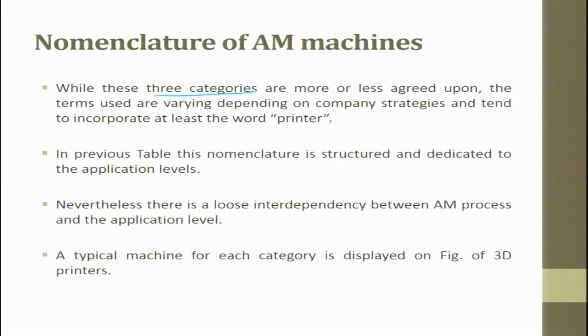These three categories are more or less agreed upon. The terms which are used vary depending on company strategy and the trend of incorporating at least the word printer. So, additive manufacturing means people have started using the word printer. So, in the previous table, this nomenclature is structured and dedicated to the application level. Today, it is again loosely used and people start mixing up.